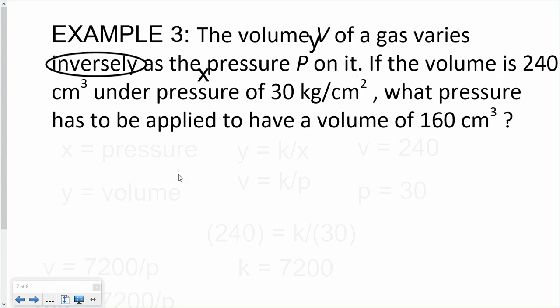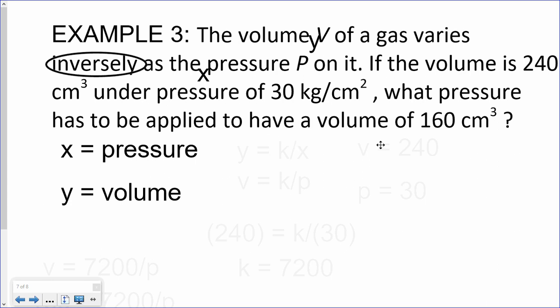So here, there you go. So they gave me some information. They gave me 240 centimeters cubed, which is volume, which I said is my y. And P, which should be an x here.